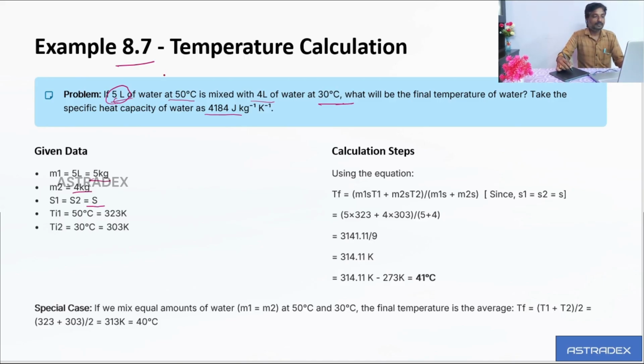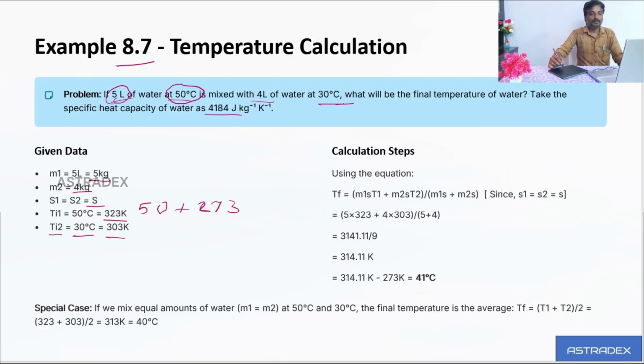And T1, that is the initial temperature of the water, will be 50 degrees Celsius, which in the Kelvin scale, if we add 50 plus 273, means our initial temperature of the water will be 323 Kelvin. Like that, the sample also is water at 30 degrees Celsius. If we convert into Kelvin, 303 Kelvin.